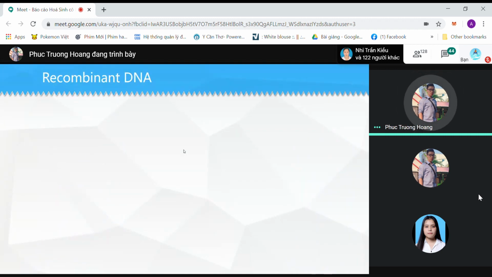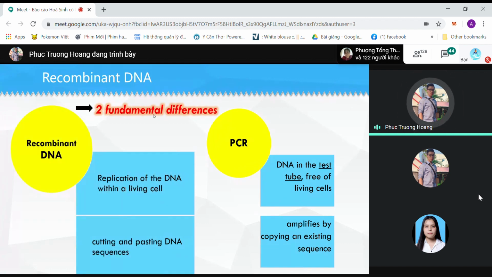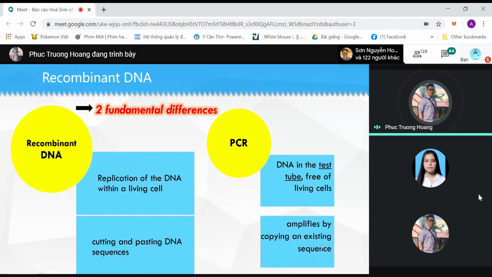But first, before we go into detail, I need you to know the fundamental differences between PCR and recombinant DNA. Recombinant DNA is the replication of DNA within a living cell, and it involves cutting and pasting DNA sequences. In contrast, PCR is the replication of DNA in a test tube, which is free of living cells, and it is amplified by copying an existing sequence.